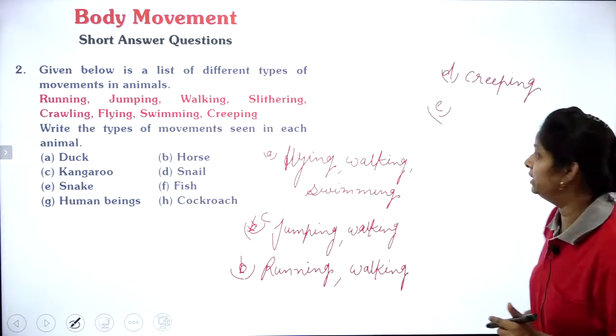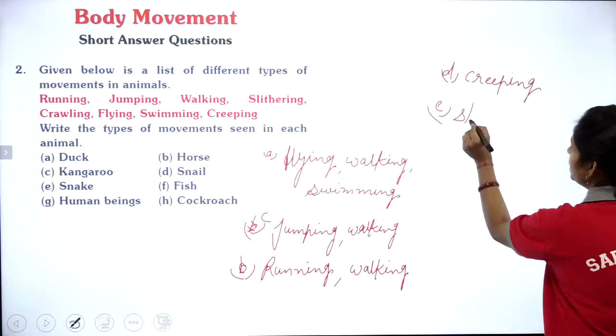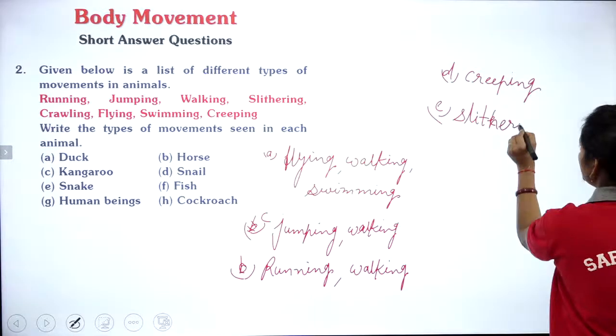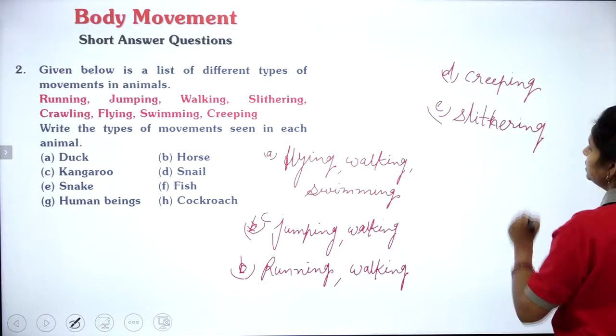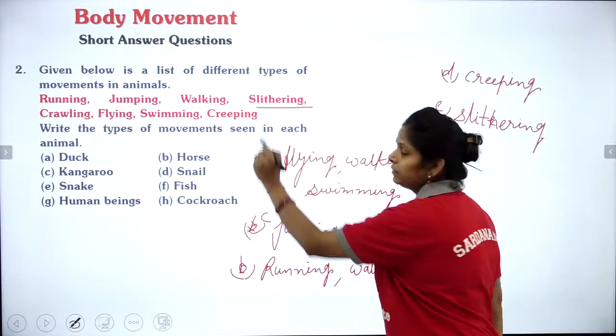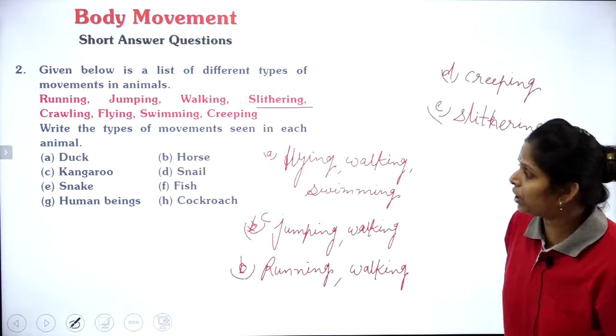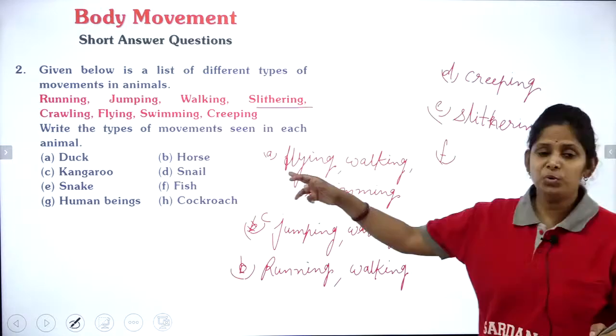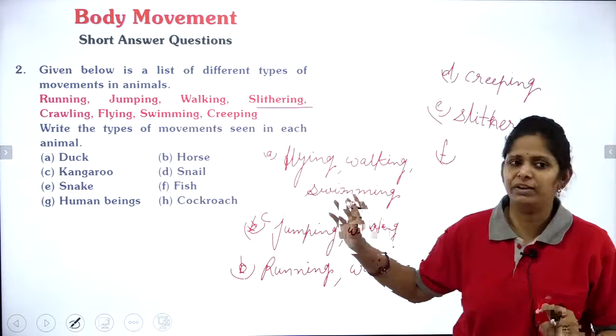Okay, now G, human being. Which type of movement can be seen? Running and walking, only two types of movement. So you have to write down here running and walking. Okay, and then last, cockroach.